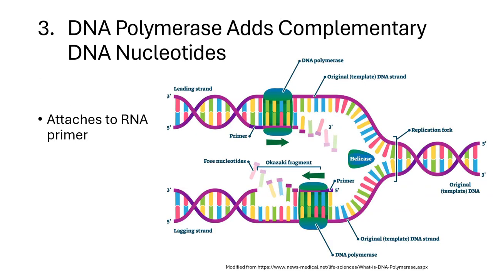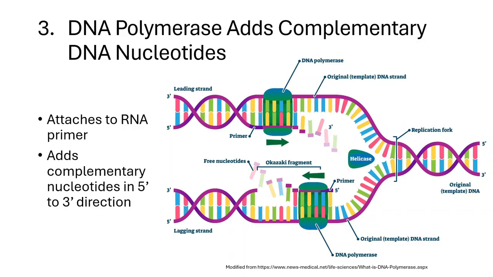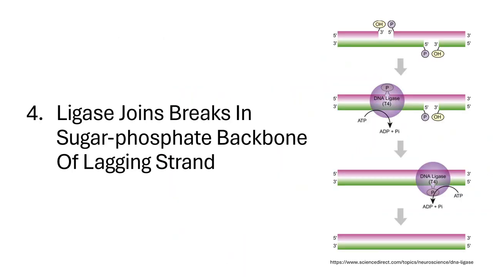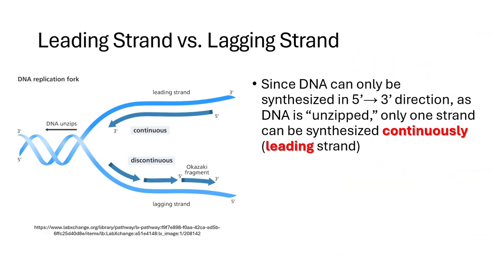Once you have that primer there, DNA polymerase can come in, it attaches to the primer and starts adding in complementary DNA nucleotides. Notice it only works in the 5' to 3' direction. So this is going to become important in a few slides, which we'll talk about. Last of all, any breaks in the sugar phosphate backbone are fixed by ligase, and that's going to be primarily on what's called the lagging strand. Now, I've mentioned the lagging strand before. Let's talk about it here.